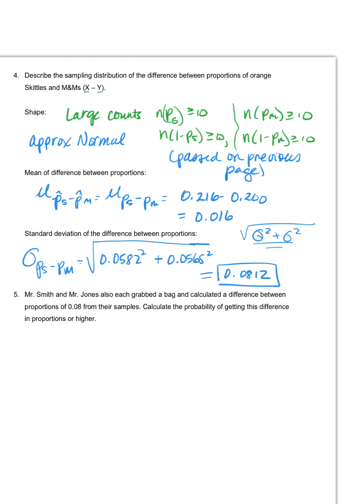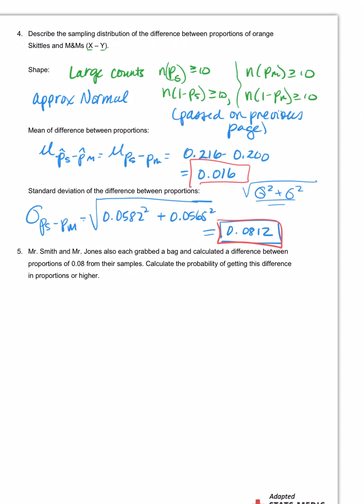Now that we have the true mean and the standard deviation of this combination, we're just going to use good old normalcdf to help us find what we need to find. So Mr. Smith and Mr. Jones each grabbed a bag and calculated a difference between the proportions of 0.08 from their samples. Calculate the probability of getting this difference or higher. Okay, so if I was drawing my normal curve of the combinations, what is in the center? Well, the center is my true mean. We found that difference. And he said he got a sample of 0.08. So that's over here. Or higher means it's a right-tailed test.